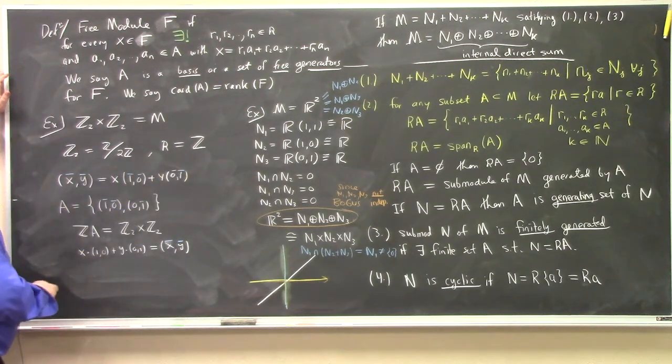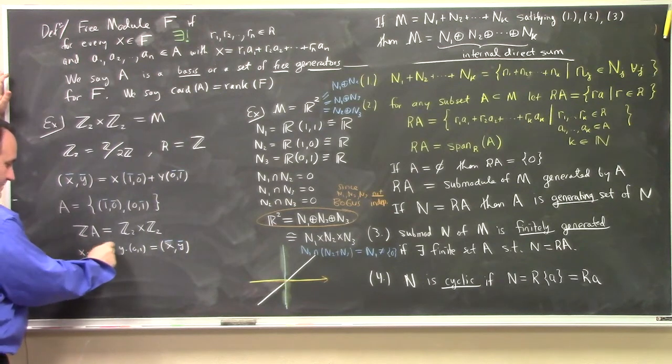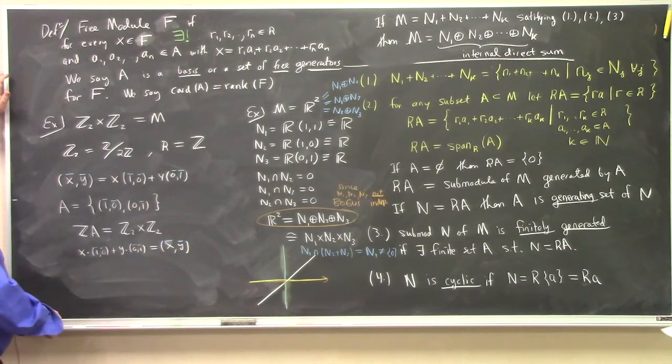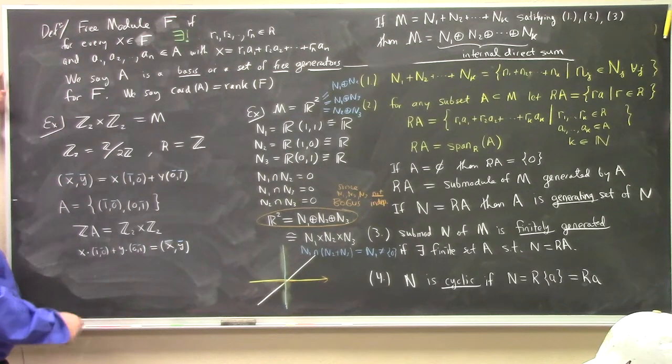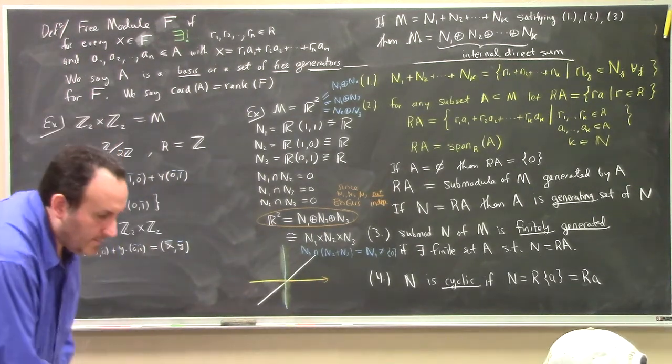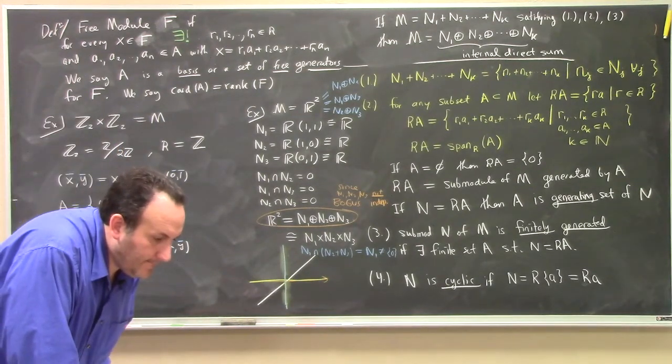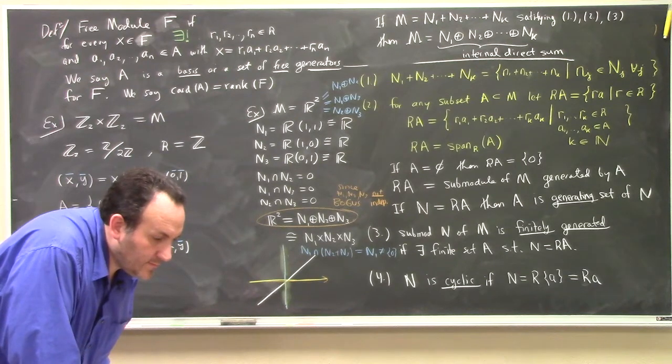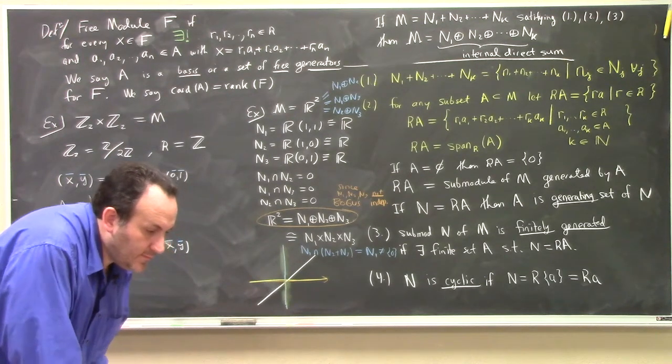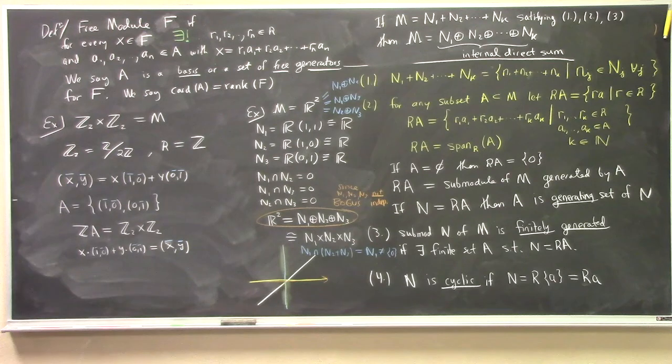Goodness gracious. You just said it right there. Where was it? This paragraph right there. And it says that it isn't a free module. Yeah, I'm trying to understand why. I mean, it generates it, right? Why is it not a free module then? It's finitely generated, isn't it?